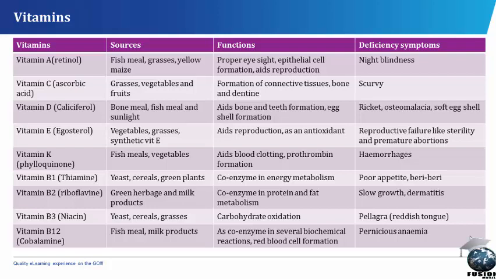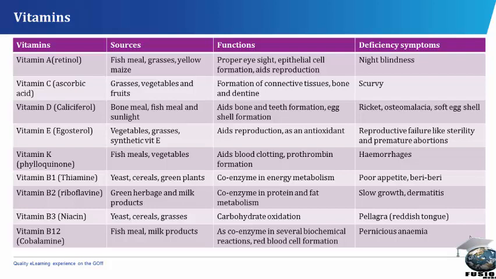Vitamins: vitamin A, retinol. Sources: fish meal, grasses, yellow maize. Functions: proper eyesight, epithelial cell formation, aids reproduction. Deficiency symptom: night blindness.